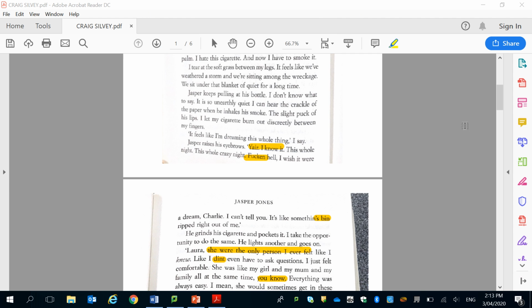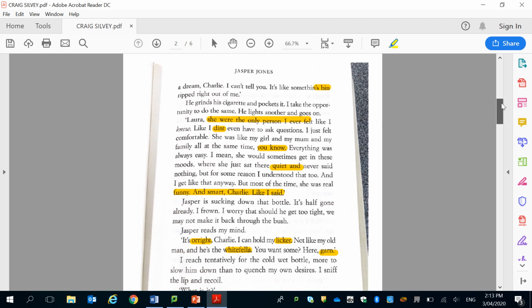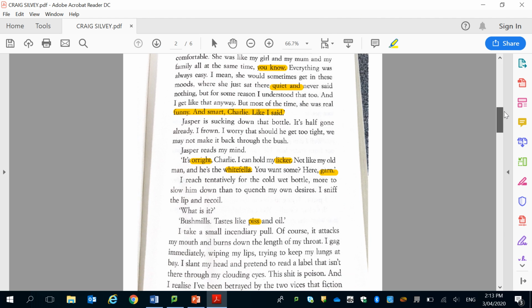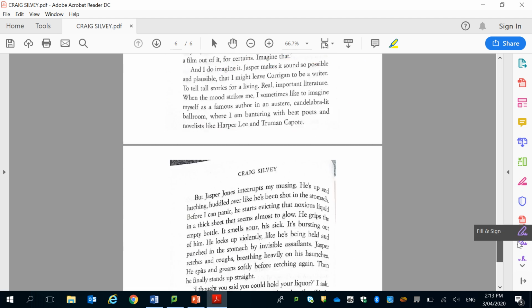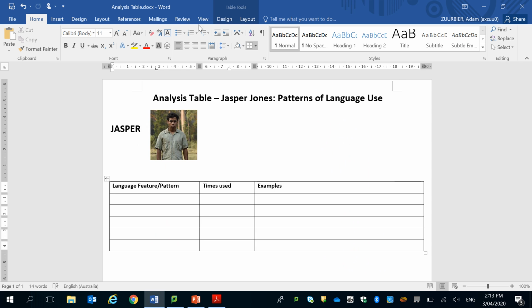Okay, so there we go. We've finished reading our excerpt from chapter 1, and we've also, using the highlighter, identified where we have found patterns of language use that are distinct to Charlie's voice. So we've got a whole heap of highlighting here, so we now need to translate or transcribe that analysis that we've done through our reading to this analysis table here.